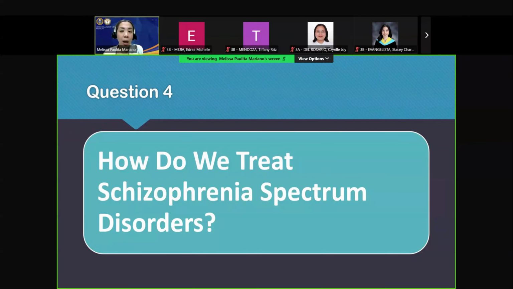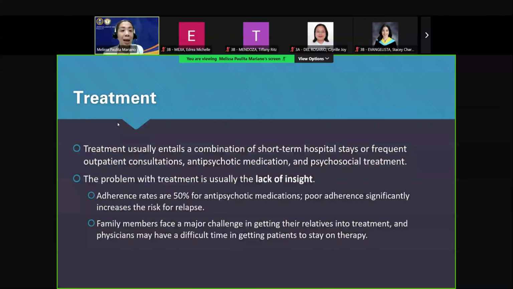The last question is really how do we treat schizophrenia spectrum disorders? And here we spoke about, I mentioned to you earlier, medications. We will not dive into that today. That's for next year, for you at least. But I want you to understand that treatment for schizophrenia can be difficult. It usually entails a combination of short-term hospital stays, a lot of outpatient consultations even after the hospital stay, antipsychotic medications, which are crucial for the management of schizophrenia, and psychosocial treatment, which supports the overall treatment plan.